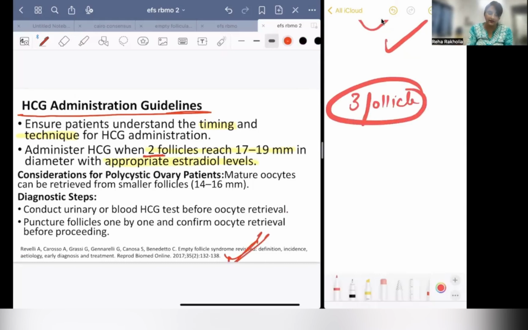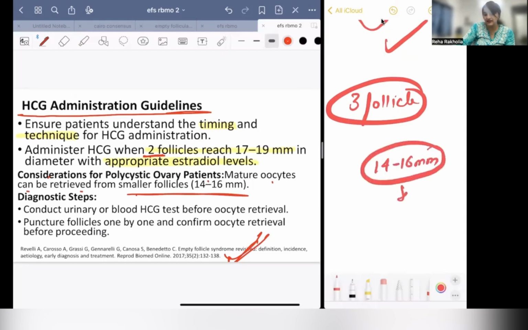Considered for PCOS, mature oocytes can be retrieved from smaller follicles, even 14 to 16 millimeter follicles in PCOS can give you mature oocytes. Okay, even 14 to 16 millimeter.